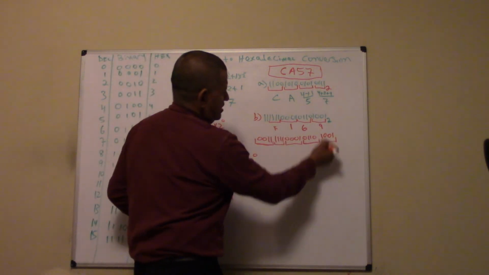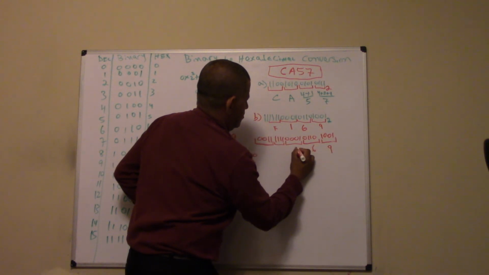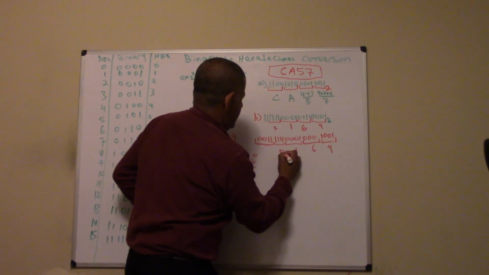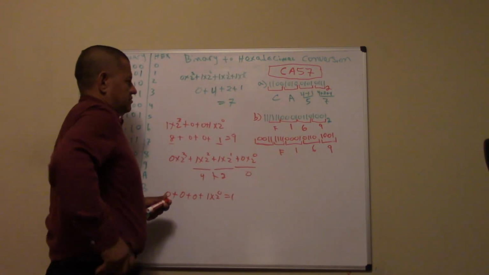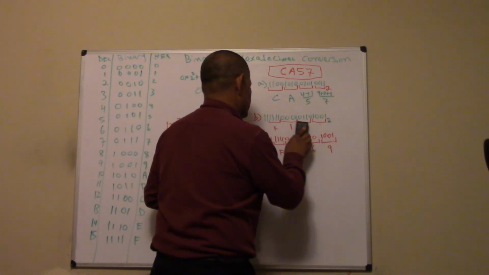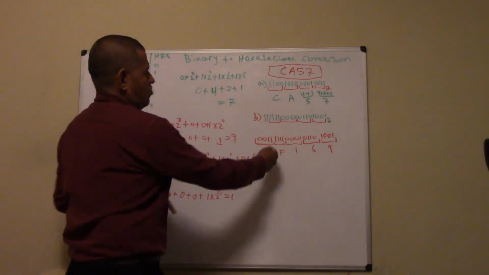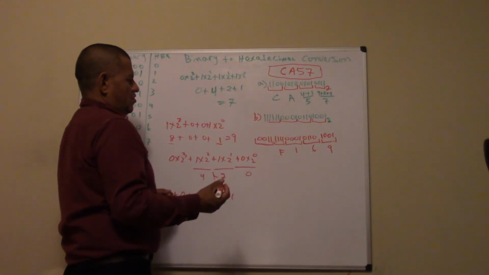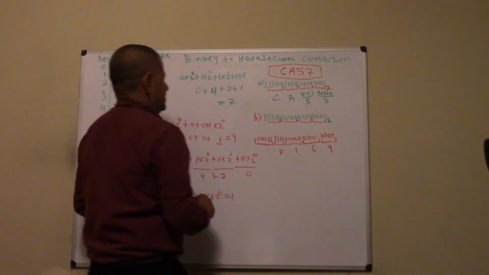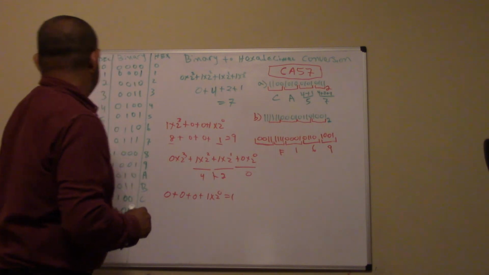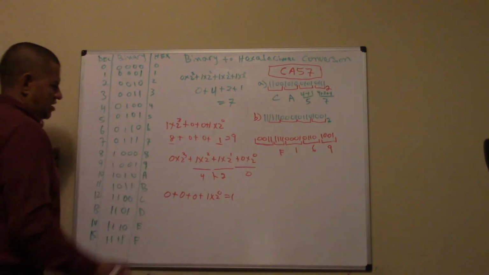Actually, you know what? Let me just write this number here, because this should be here. 9, 6, 1, F, right? Now look at the last one right here. So here you get what? You get 3, right? Why? Because that's what it is. It's 3.